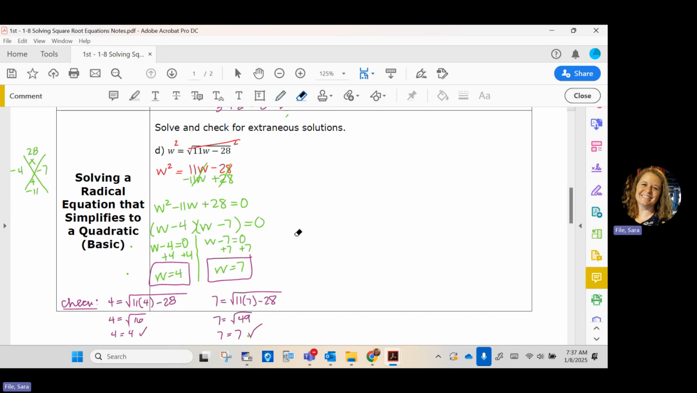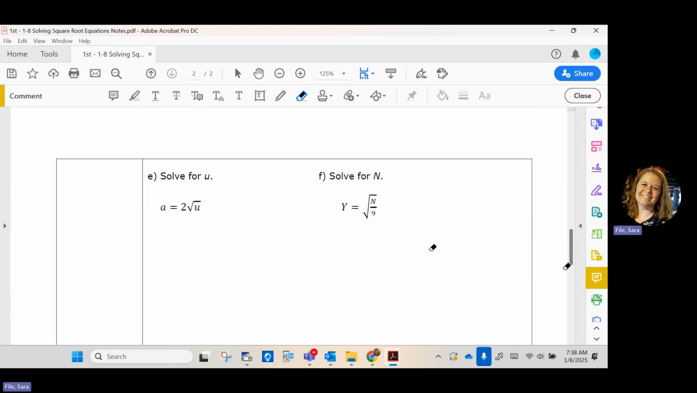Okay, so we actually haven't had one on here where we got an extraneous solution. But I will tell you that does sometimes happen. So you do want to check those solutions and make sure they both work, because sometimes one will work and one will not. And so you only have one solution instead of 2 in those situations. Questions so far?